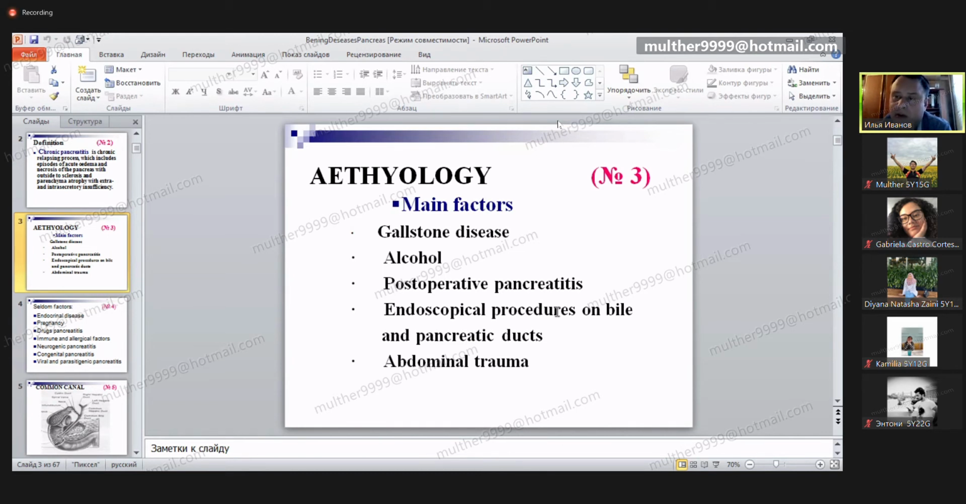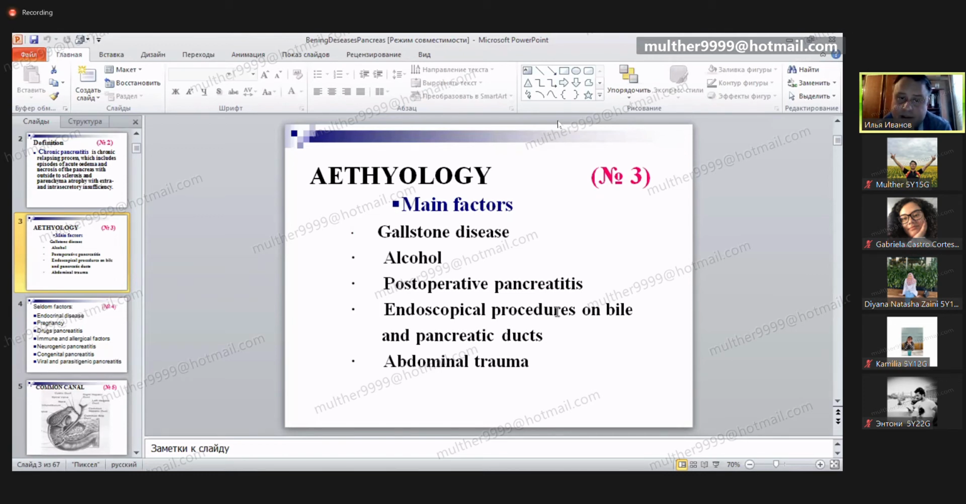But the blunt traumas, without the rupture, without the damage of the capsule of the pancreas, it's the possible reason for development of the typical acute pancreatitis. For example, the road incidence with the development of the blunt trauma is the real reason for development of the pancreatitis and maybe pancreonecrosis too.